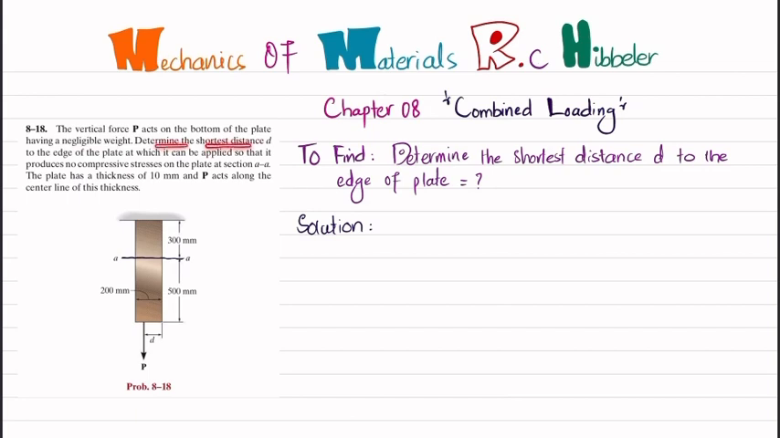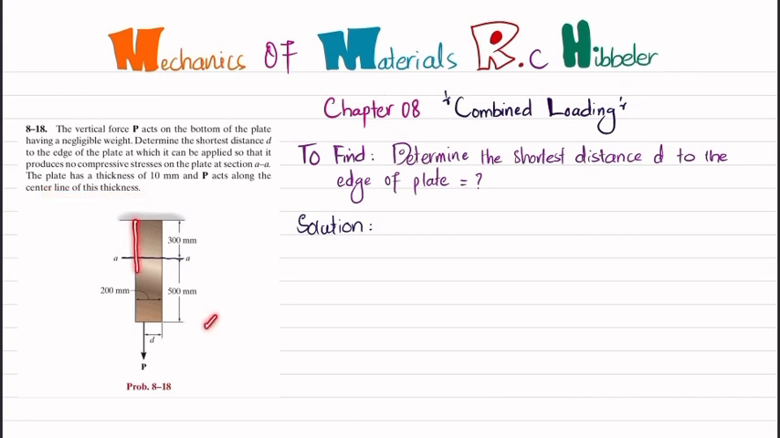Determine the shortest distance D to the edge of the plate at which it can be applied so that it produces no compressive stress on the plate at section AA. The plate has a thickness of 10 millimeter and P acts along the central line of this thickness. So you can see the figure.